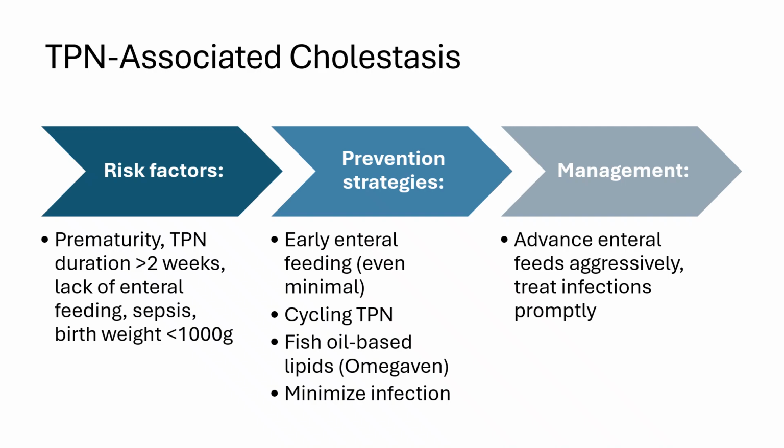Management requires balancing nutritional needs against progressive liver injury. Advancing enteral feeds remains paramount, though intestinal failure often limits progress. Treating bacterial overgrowth and preventing line infections reduces additional hepatic insults. Ursodeoxycholic acid may improve bile flow, though evidence in neonates remains limited. When cholestasis progresses despite optimization, referral to intestinal rehabilitation programs allows coordinated care. Some infants require combined liver-intestinal transplantation, making early recognition and aggressive management essential for preserving transplant candidacy.